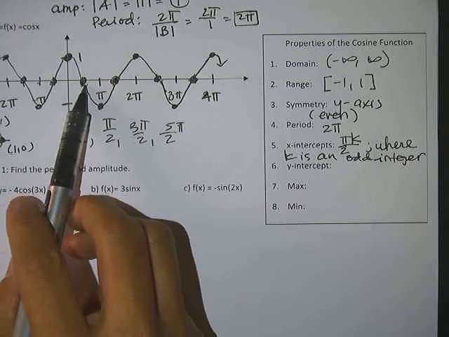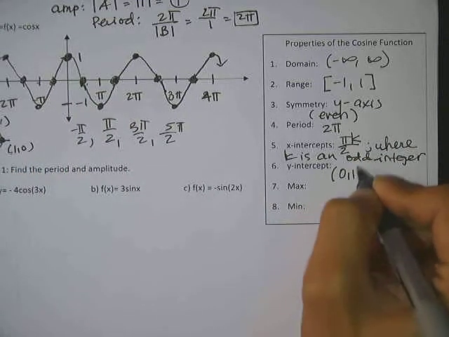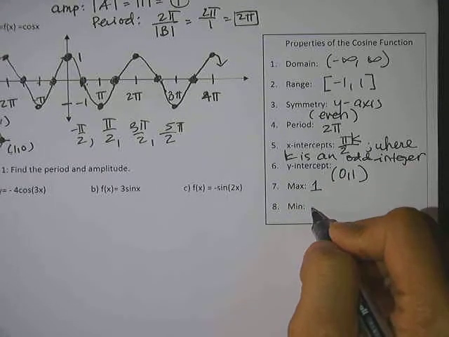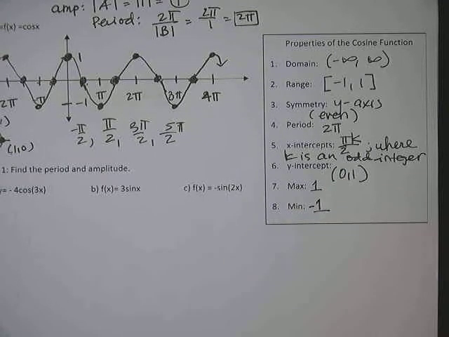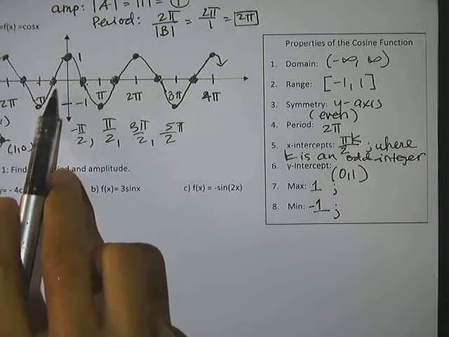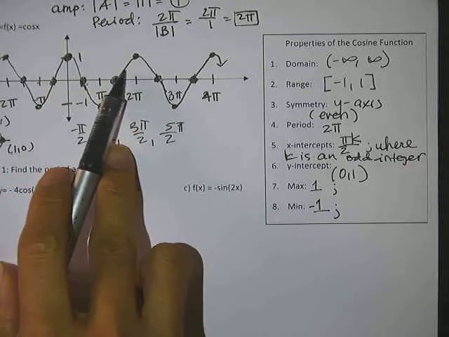Okay? Y-intercept, we have one at, I'm sorry, that's not y-intercept, that's x-intercept. Y-intercept, there's only one, at (0, 1). We have a maximum at 1, okay, when y is 1, and we have a minimum when y is -1. Now, if you want to look further to see where x is at, the max is at 1 when x is 0, max at 2 pi, and max at 4 pi.